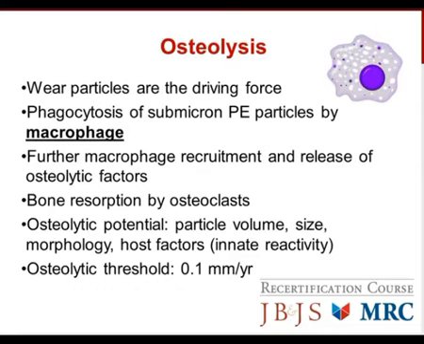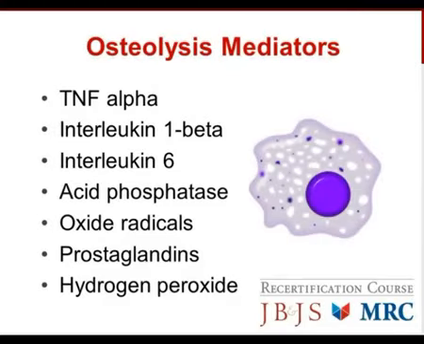The osteolytic potential depends on a number of factors that I've listed here, including particle volume, size, and host factors. There is a so-called osteolytic threshold of 0.1 millimeters of wear per year. If you're under that amount of polyethylene wear, it's unlikely that you will develop osteolysis. Now, the osteolysis mediators are listed on this slide. They include the typical actors, TNF-alpha, IL-6, etc.